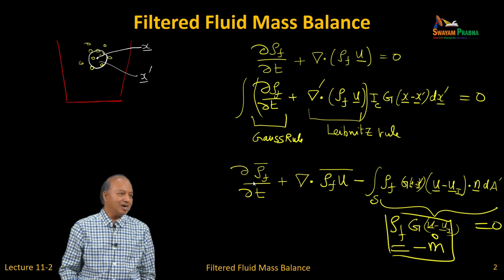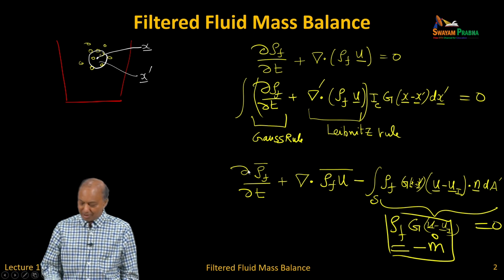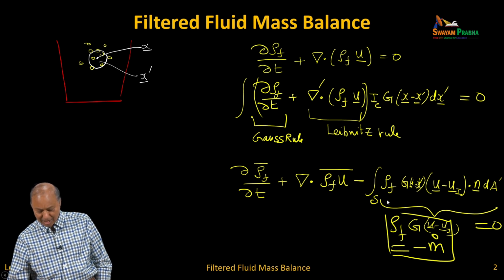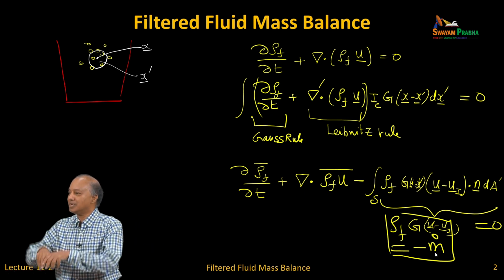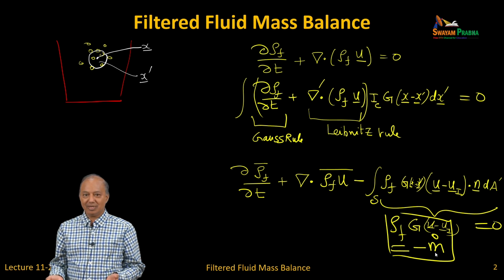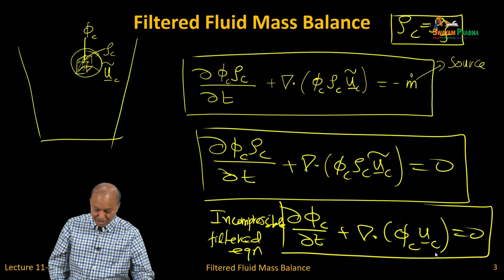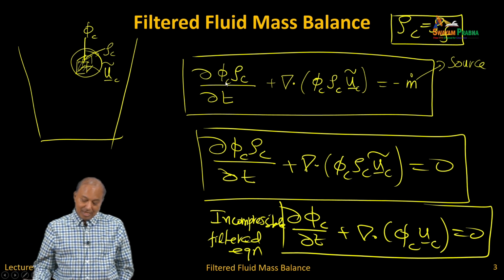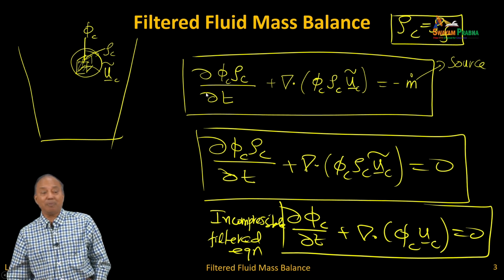Well, if the fluid is constant incompressible flow, then this term is 0, and I will talk about it in a minute. But the important thing that comes out of Gauss rule and Leibniz rule is that you account for the mass exchange between the particles and the surrounding fluid. It naturally comes out of this operation. So, finally, what you get is the filtered mass balance equation. It looks like a compressible mass balance equation.